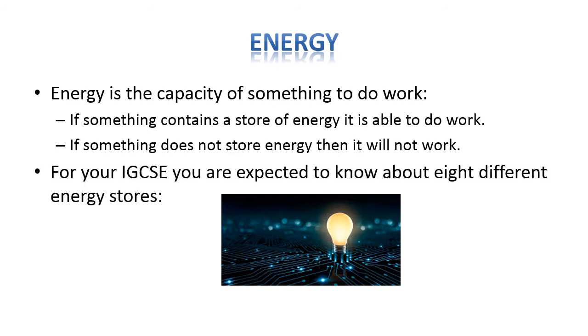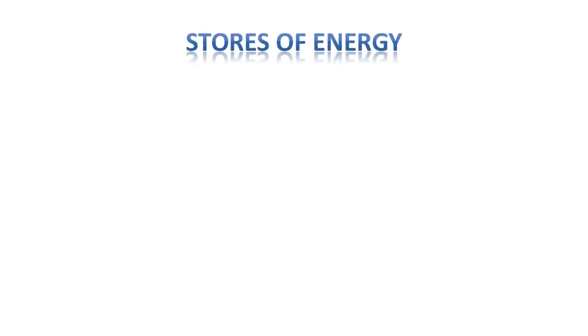For your IGCSE, you are expected to know about 8 different energy stores. Let's see what they are. Stores of energy. First one is kinetic energy. Kinetic energy is the energy of motion, observable as the movement of an object, particle, or set of particles. Any object in motion is using kinetic energy. A person walking, a thrown baseball, a crumb falling from a table, and a charged particle in an electric field are all examples of kinetic energy at work.